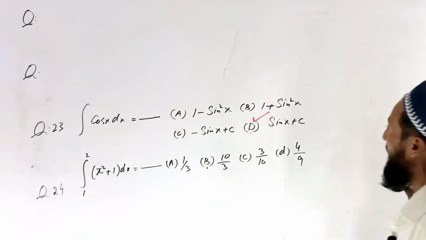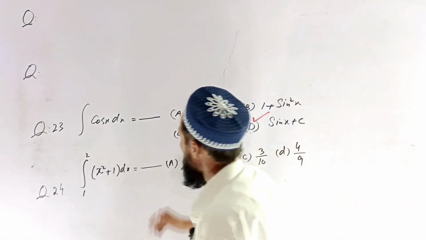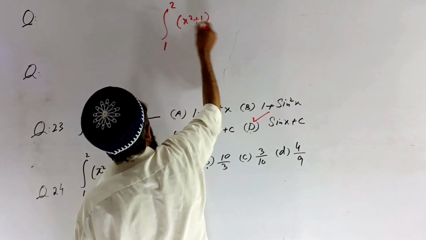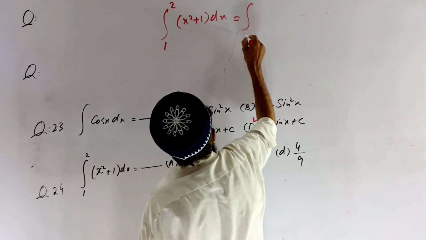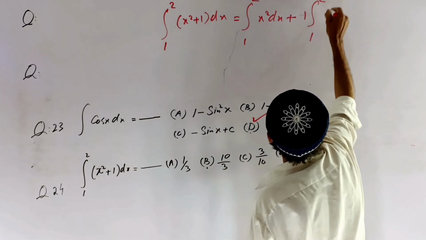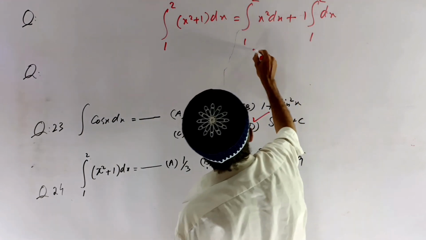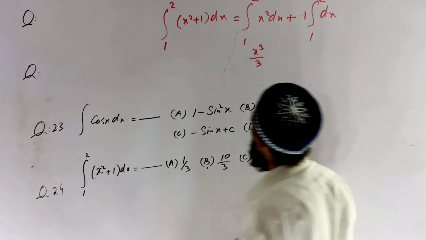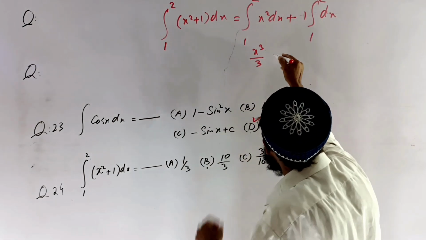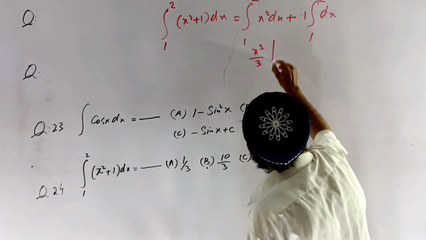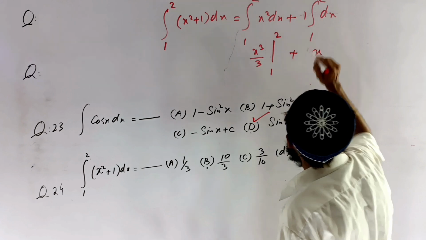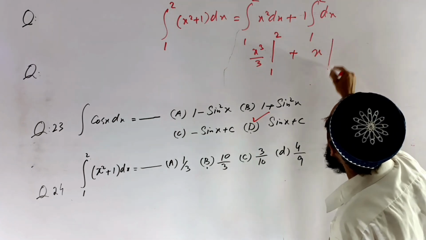Now integrate: integration of 1 over 2, x square plus 1. First of all we simplify this result. Integration of x square dx plus integration of 1 dx. Here we use the formula x power n plus 1 divided by n plus 1. So 2 plus 1 is 3, divided by 3, and here limits are used, plus integration of 1 dx, d is cancelled, so we get x. Limits 2 and 1.